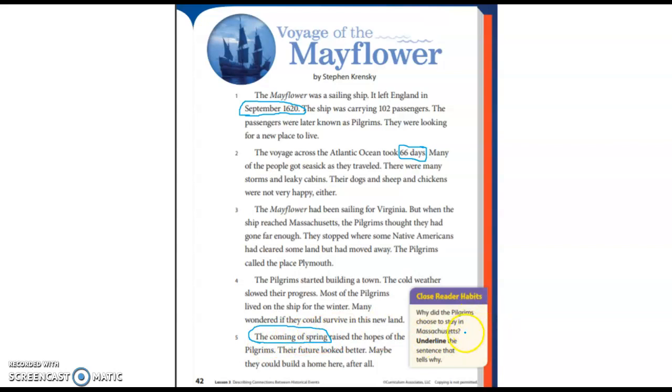Why did the Pilgrims choose to stay in Massachusetts? I want you to answer that question. Tell the answer to somebody in the room. So maybe it's a parent, maybe it's a sibling, maybe it's another grown-up, a pet, a stuffed animal. Why did the Pilgrims choose to stay in Massachusetts? You probably said because they thought they had gone far enough.